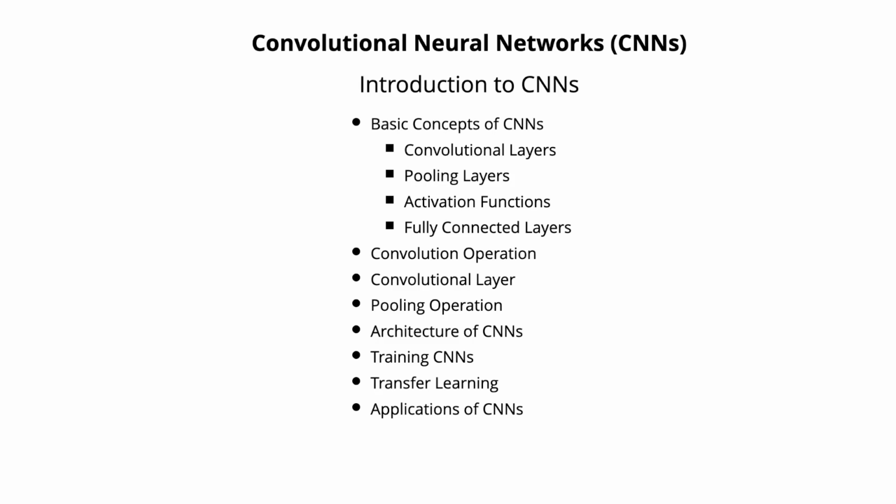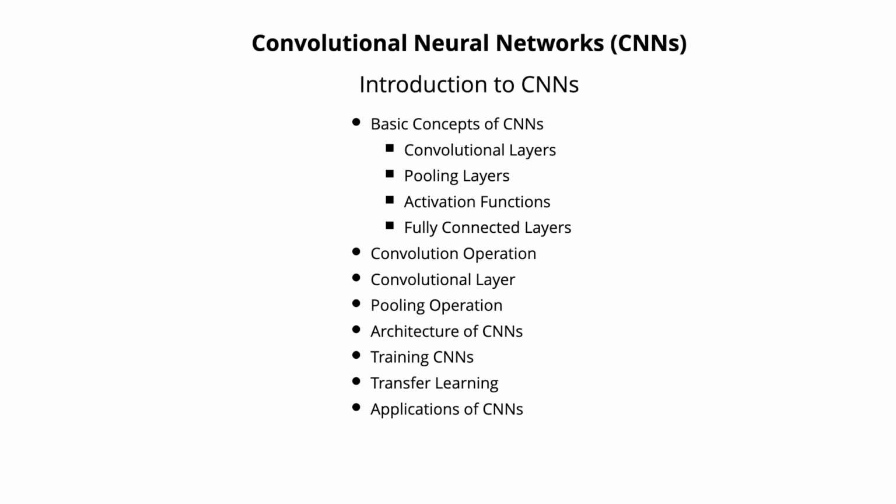The next important topic is convolutional neural networks. Let's go over the introduction to CNNs. Convolutional neural networks (CNNs) are a class of deep neural networks designed to process and analyze structured grid-like data, such as images. They have revolutionized the field of computer vision and are widely used in tasks such as image classification, object detection, and segmentation. Let's delve deeper into the introduction to CNNs.